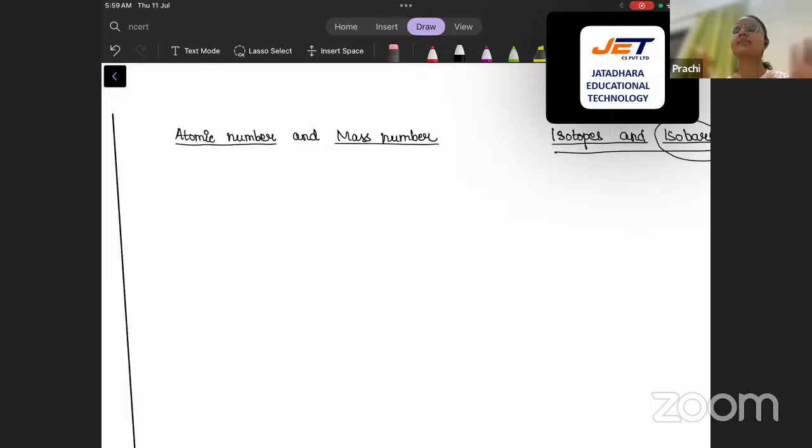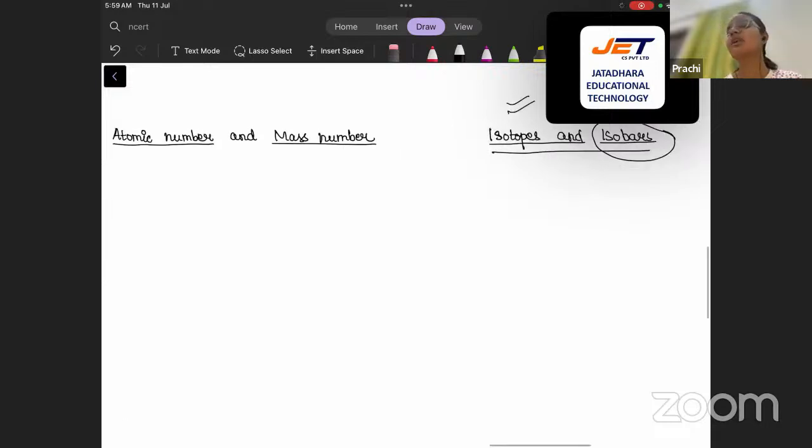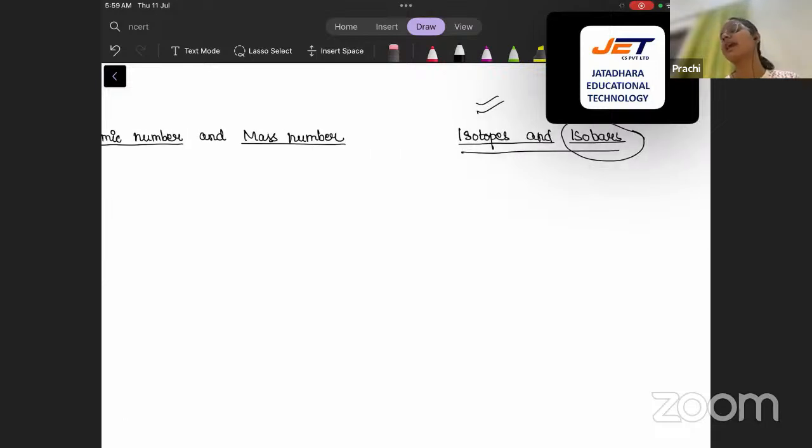Once these subatomic particles were discovered, we should be able to tell about the atomic number, atomic mass, how the atom is represented, which is the atomic number, which is the mass number. Now, once I know the atomic number and the mass number, will I be able to tell about the number of electrons, protons, and neutrons? And then we will see what is isotopes, isobar, and isoelectronic species.